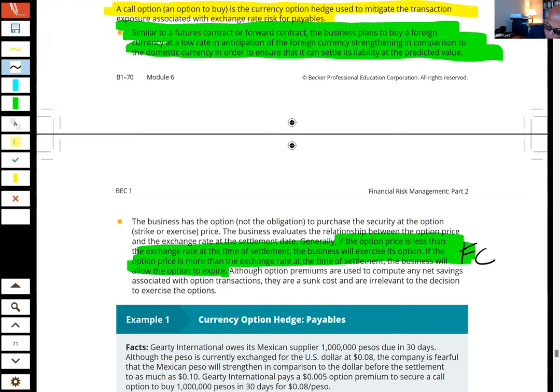And then also take a look here that although option premiums are used to compute any net savings associated with the option transaction, they are considered a sunk cost and therefore are not relevant to the decision. So you're going to put some money up to get that option, but you don't sit there and say, well, wait a minute, I paid for that option, so I have to exercise it. You only exercise it if it is more favorable than settling for the original amount.